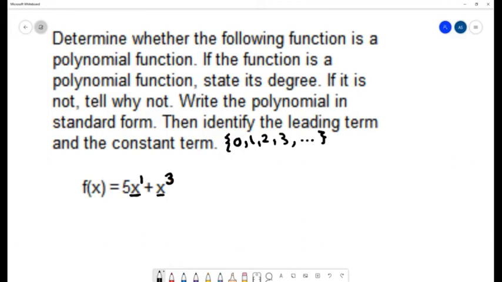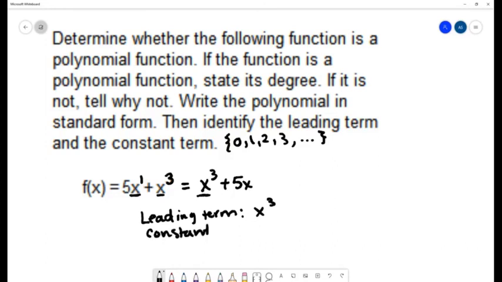To write it in standard form, we would want to write it in descending order. So we would want to write the highest power first, x cubed, and then the 5x. So that's the polynomial in standard form. The leading term would be that first term when it's written in standard form, so x cubed. And then the constant term, in this example, there is no constant term, so we say that it is 0.